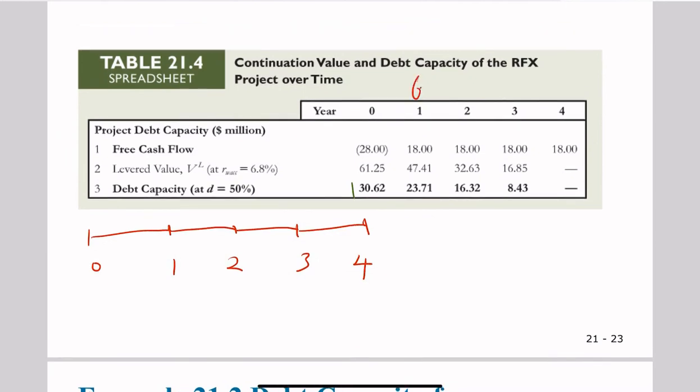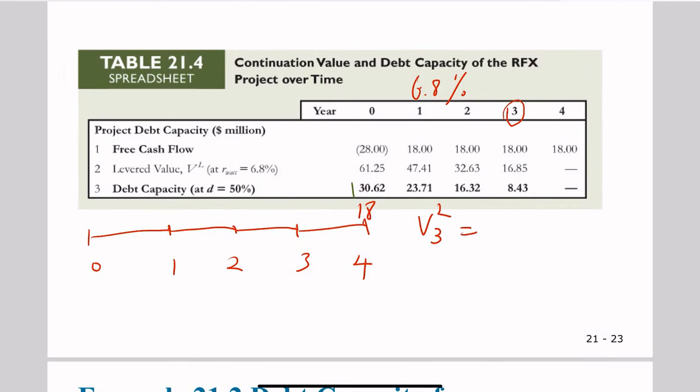Remember the discount factor is 6.8%. So we know that at year four, the free cash flow is $80 million. Now your question is, you want to find out the debt capacity at the third year. How do you find out this? Well, what you're going to do is find out the firm's levered value at the end of the third year.